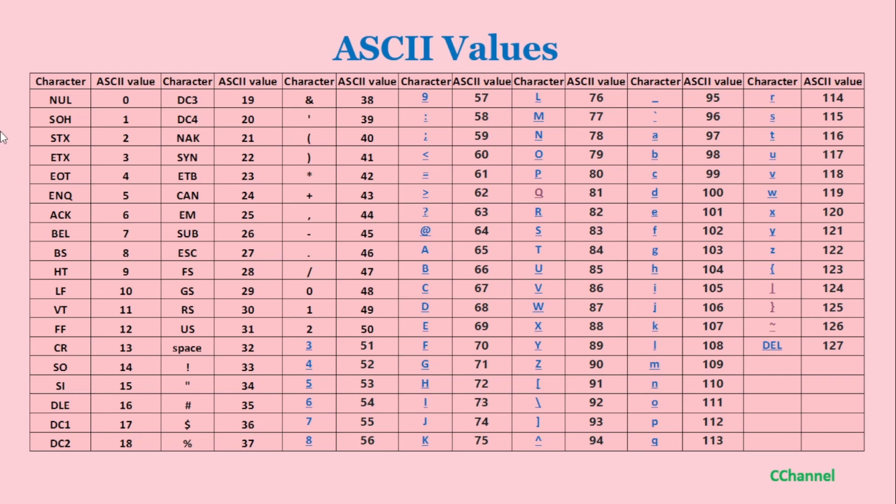Here you see, the null character's ASCII value is 0. Digit 0 ASCII value is 48. Capital A ASCII value is 65. Capital Y ASCII value is 89. Small a ASCII value is 97. Small u ASCII value is 117. Like this.